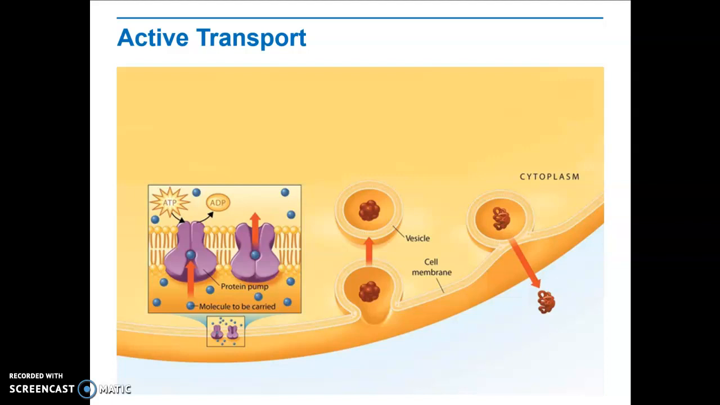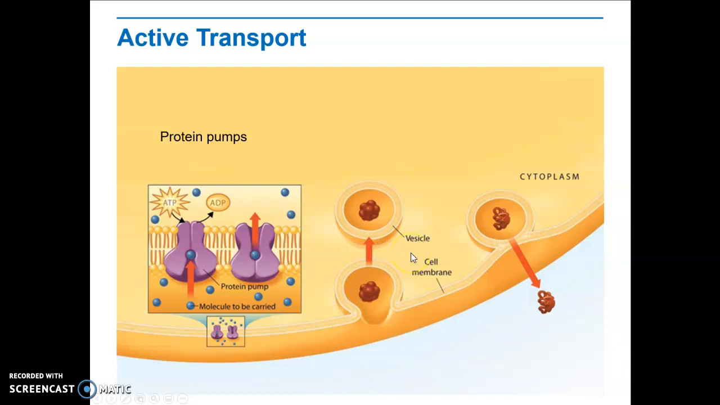We then have something called endocytosis. Endocytosis you can see happening here. That's where a vesicle is formed around a molecule that the cell wants to expel. That vesicle is then released fully, including the whole vesicle, out of the cell.